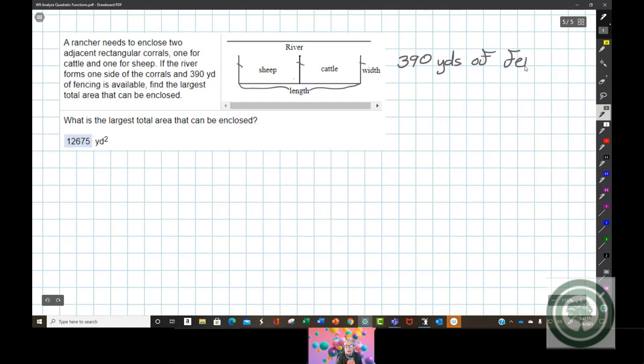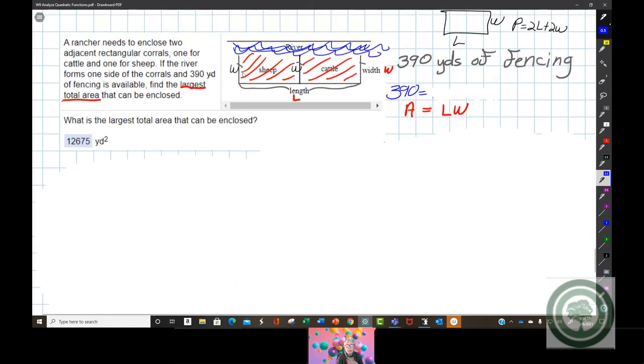And he wants to get the biggest bang for his buck. Namely, he wants to get the maximum area. So here we have an interesting situation. We have the amount of fencing, and fencing and perimeter are the same thing, where you've got W plus W plus W plus L.